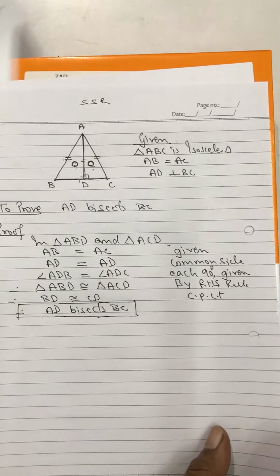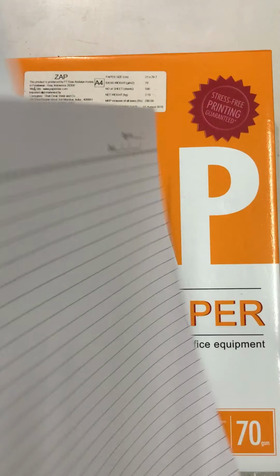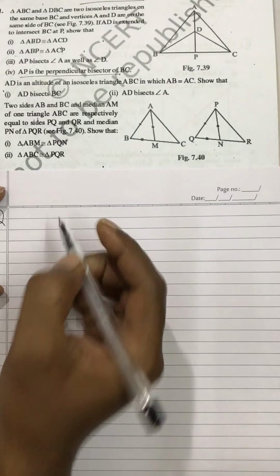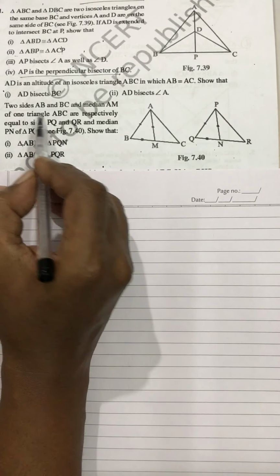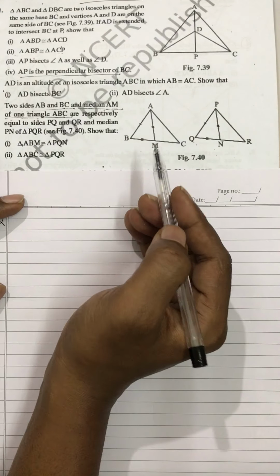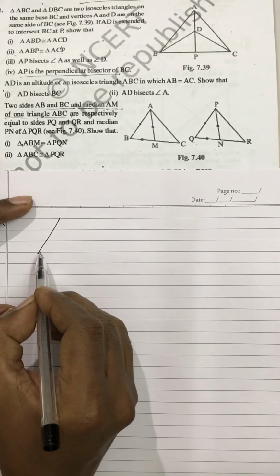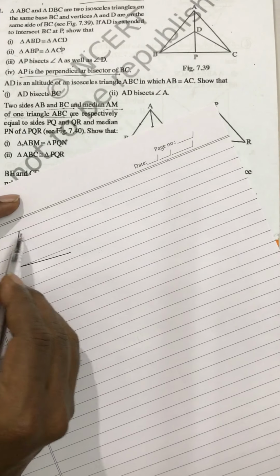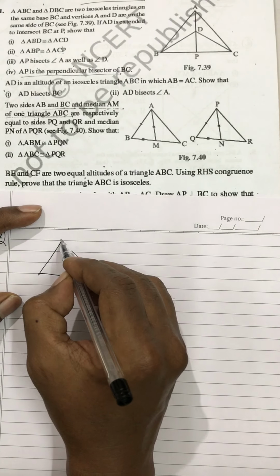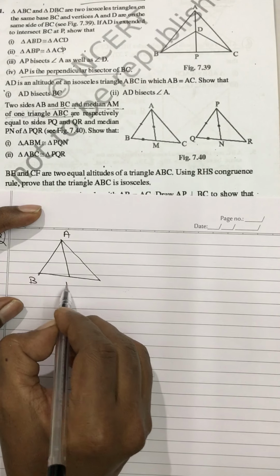Fine. So with this we can go to the next question now. That is question number 3. This is again the same thing, a chain type of question. What they are telling is two sides AB and BC and median AM of one triangle ABC. So this is one triangle ABC, and there is a median over here, and then this is ABM.